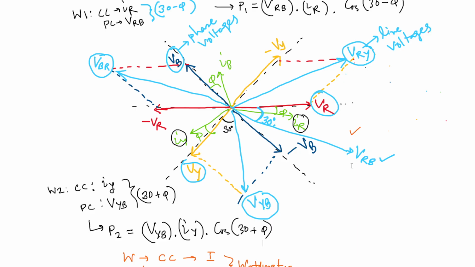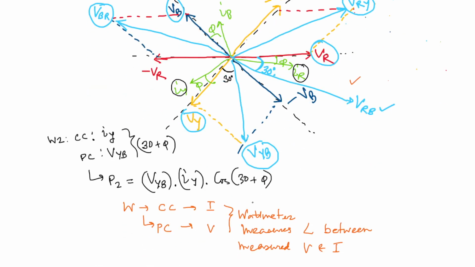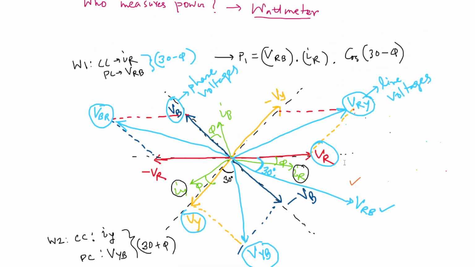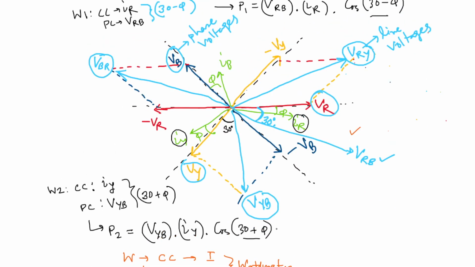So in this way, if you change your wattmeter connection, this angle will change. We have connected these two wattmeters differently, so they measure different voltage and current. That is why the respective angles between voltage and current change. For wattmeter 1 it is 30 minus phi, and for wattmeter 2 it will be 30 plus phi.